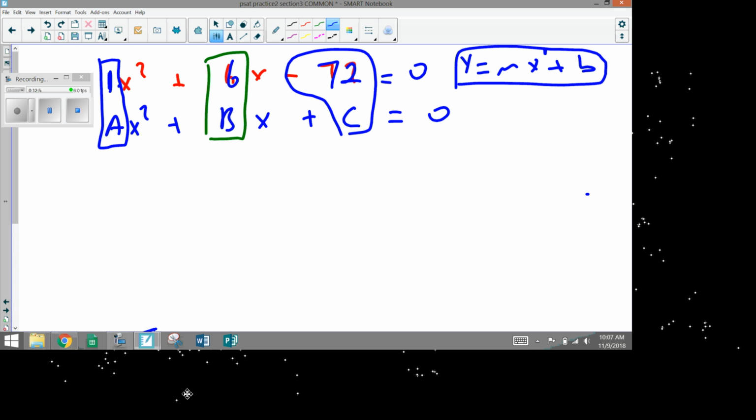And let's get back to the question. In this one, let's do one more practice. If I ask what this is, you will say negative b over 2 times a. b is 6, a is 1. So that makes negative 3, right?